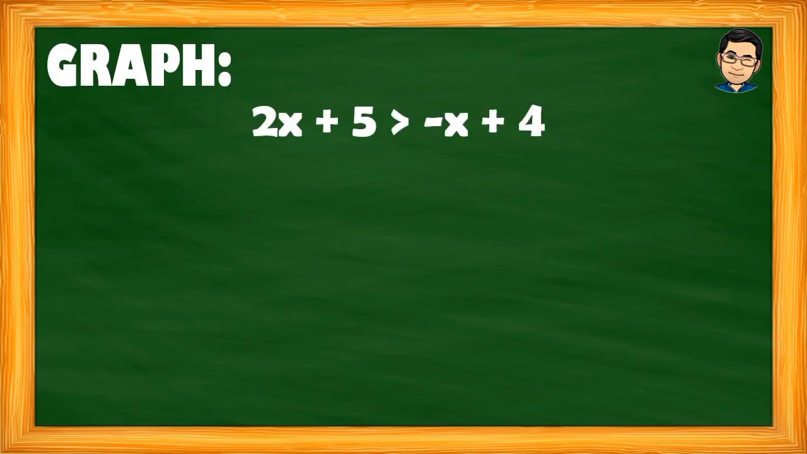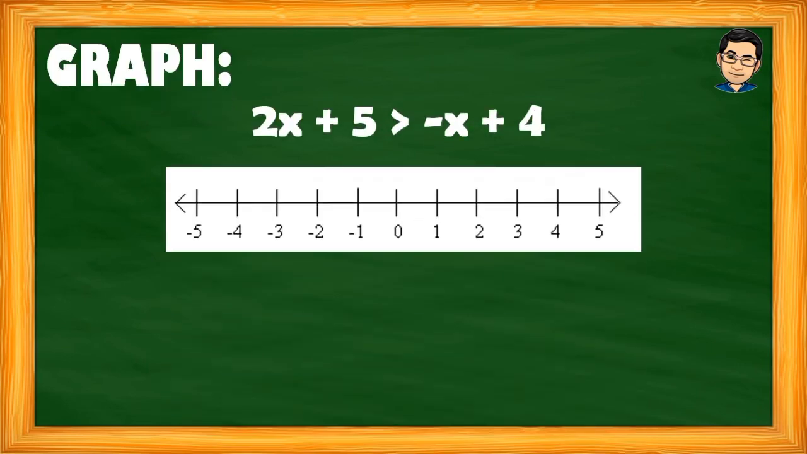Now, to graph the inequality. Yung solusyon ng ating inequality kanina, x is greater than 3. Nasaan ang 3? Ito po ang 3. So, open circle. And then, yung shade natin is nasa right side ng 3, lahat ng mas mataas sa positive 3. Ito po yun. Shade natin para makita na yun ang solusyon.